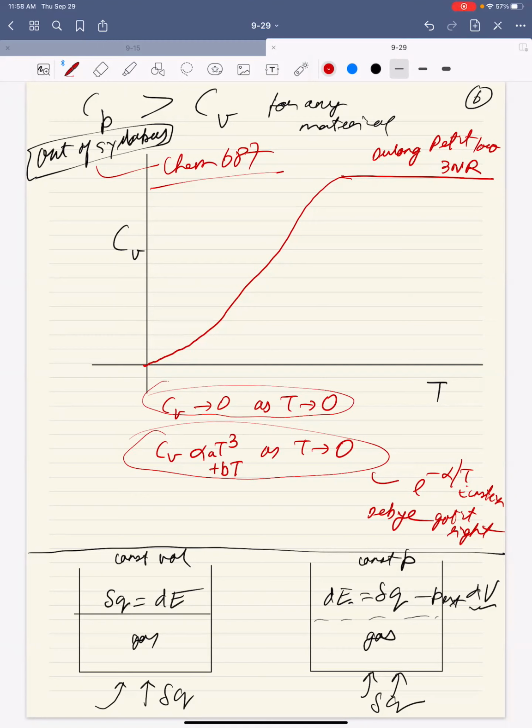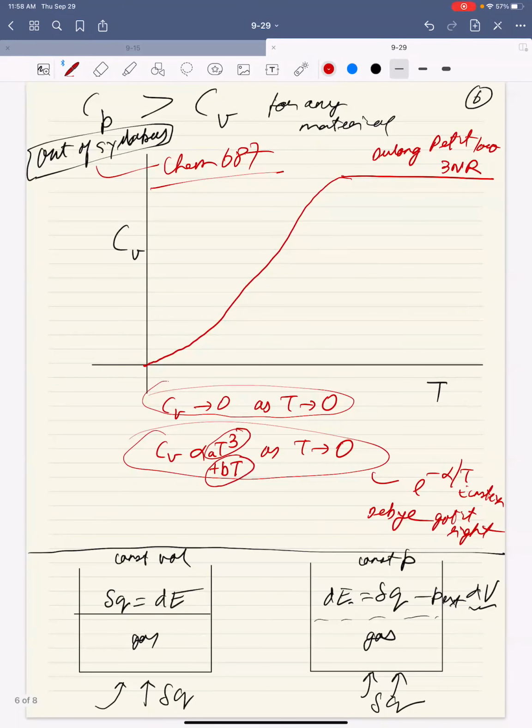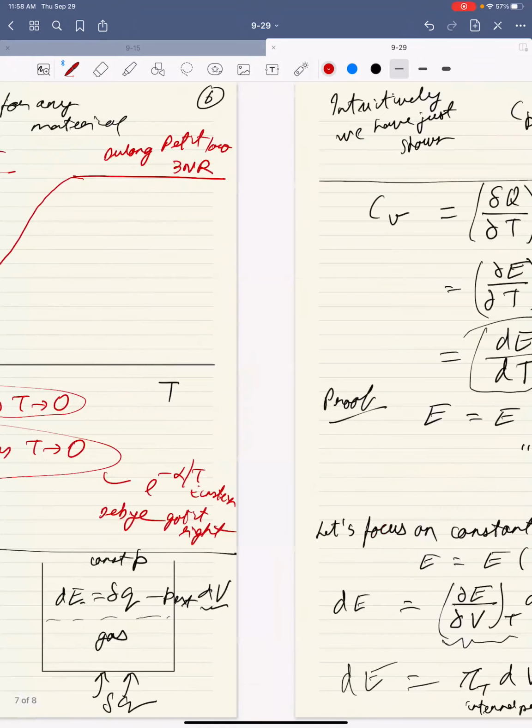That's due to electrons. So the phonons contribute heat capacity as AT cube. The electrons contribute heat capacity as BT. And in real materials, there is electron-phonon coupling, and that leads to more complication. And we won't do that even in 687.